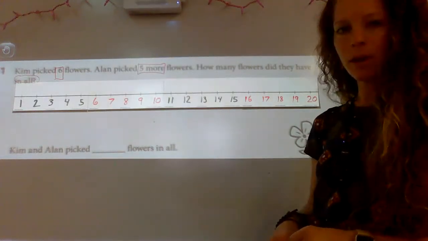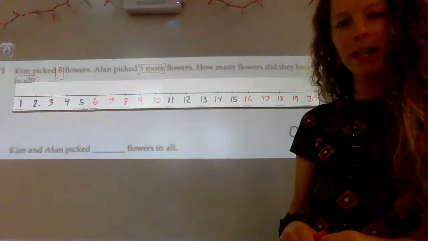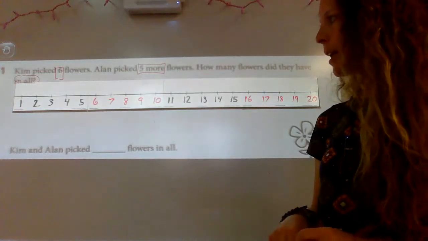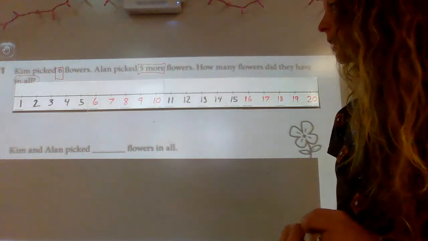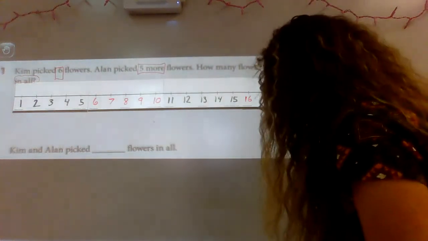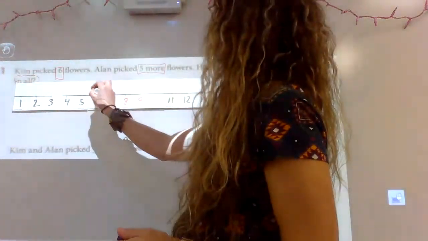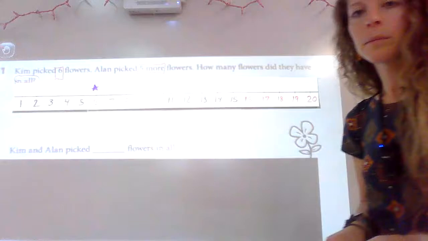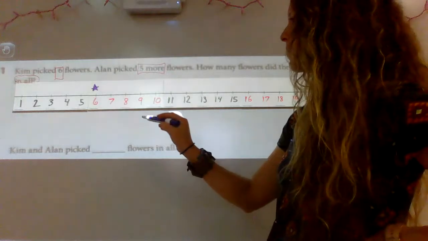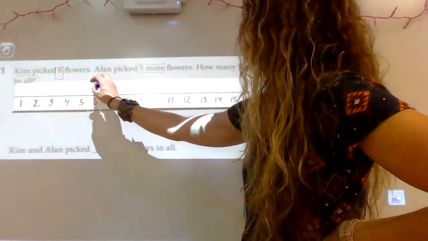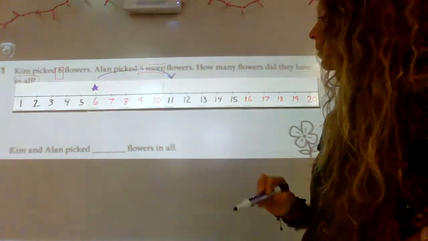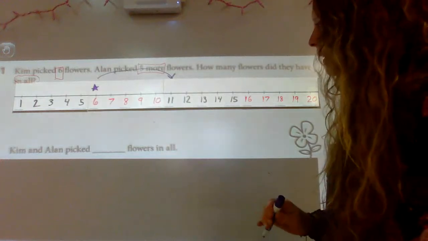If I were to use the number line with this problem, and if you would like to draw a number line on your paper from 1 to 20, that might help you at home. Kim picked 6 flowers. I'm going to start at the 6 on the number line. Alan picked 5 more, so I'm going to do my skip jump. And that is where I ended up.